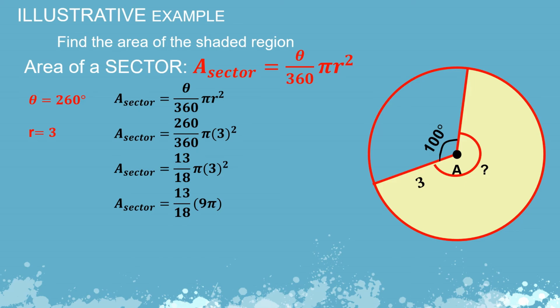After this, you can multiply numerator to numerator, denominator to denominator, or you can also use cross cancellation. So we cancel 9 and 18, and that will leave us with 1 and 2. Then multiplying this set of numbers, we will have 13 pi over 2. Therefore, our area of sector is equal to 13 pi over 2 square units.